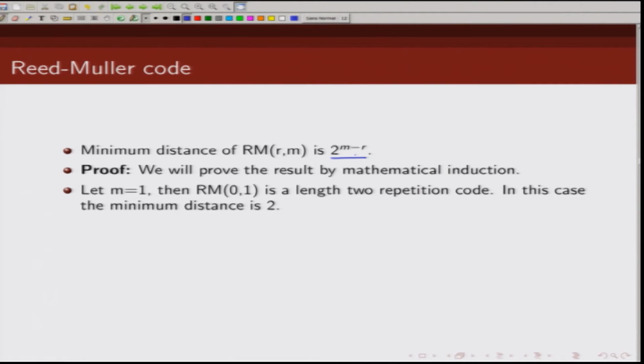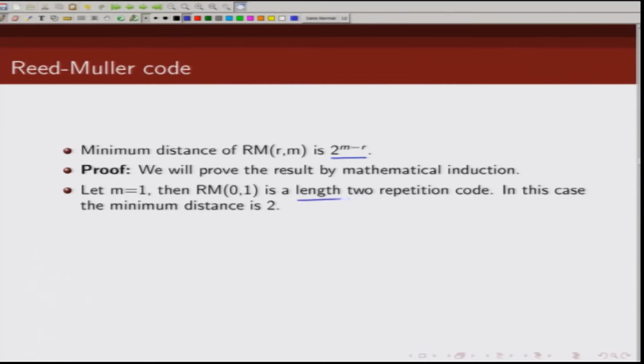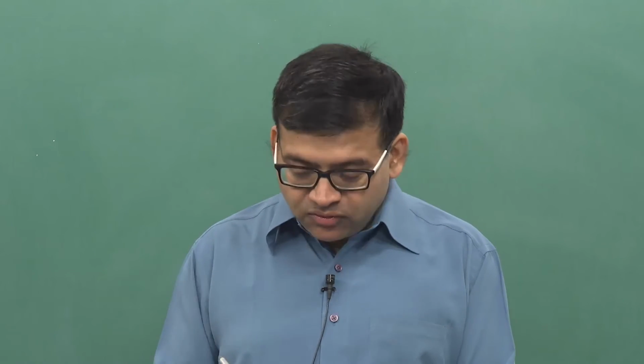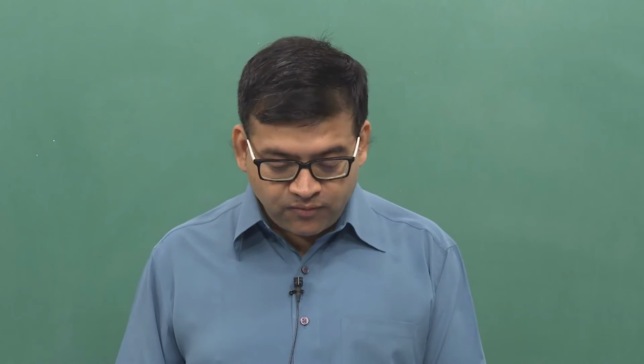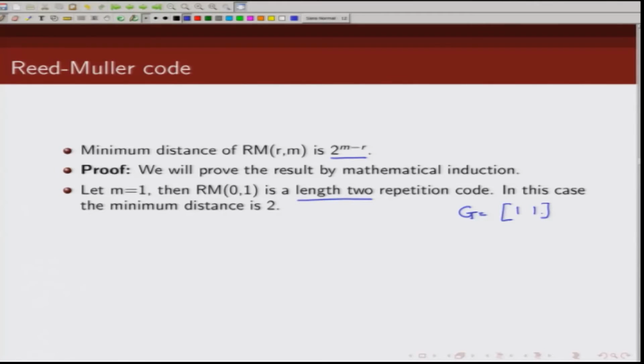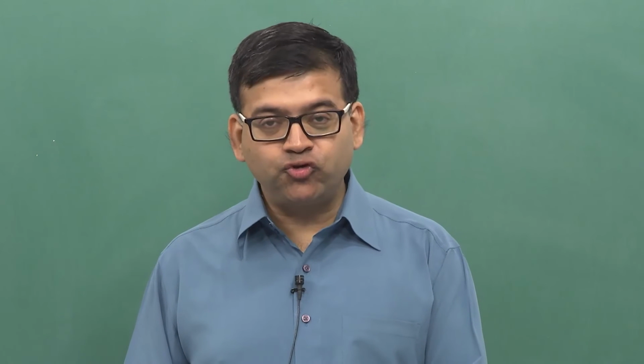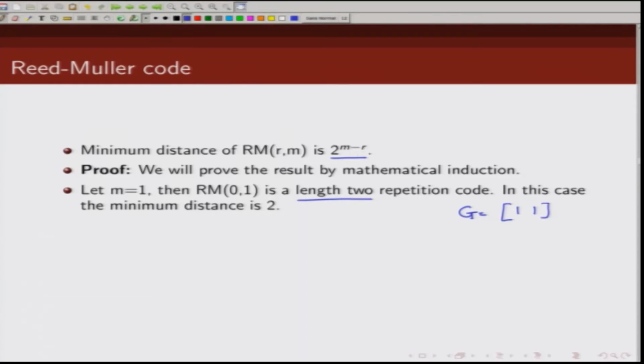So, when m is 1, what is the length of the Reed-Muller code? It is 2 raised to power m, so that length is 2. And when order is 0, G will consist of only V0, which is 1 1. So, Reed-Muller code of order 0 and m equal to 1 is essentially a length 2 repetition code. And what is the minimum distance of this code? It is 2. So, let us plug that in here and see whether it is correct. m in our case is 1 and r is 0. So, this gives us minimum distance of 2, and that is precisely what we are getting. So, this holds true for m equal to 1 and r equal to 0.